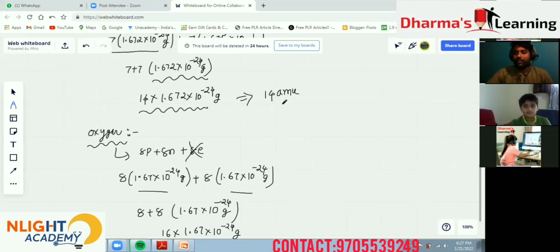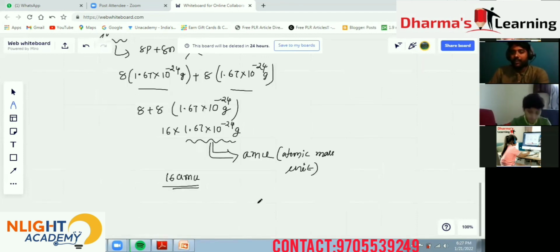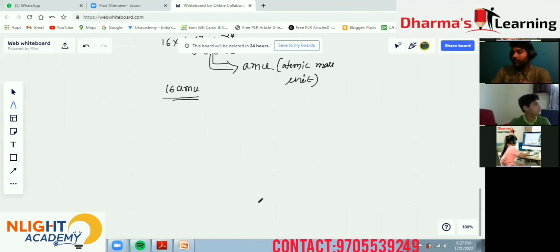So you understood, right? How we got this 14 AMU? So this is for one single oxygen atom, one single nitrogen atom. If I want to calculate it for 1 mole atoms, because in a particular reaction, you cannot take one nitrogen and one oxygen atom and make them react together, right? So how do you find the mass of 1 mole atoms?